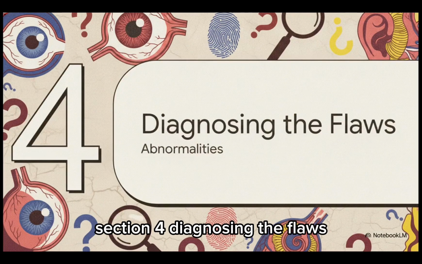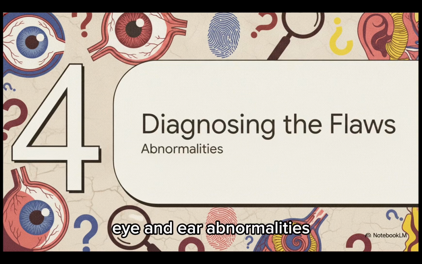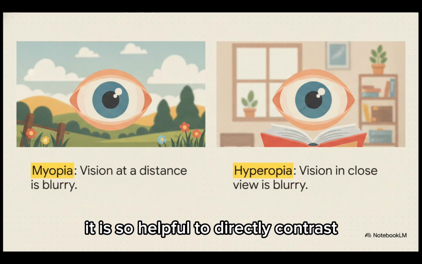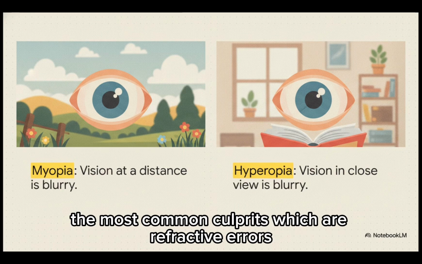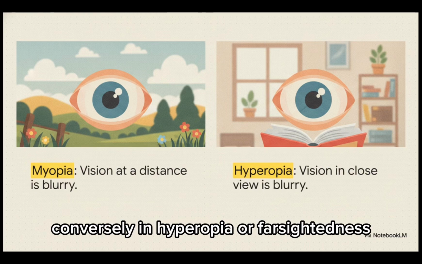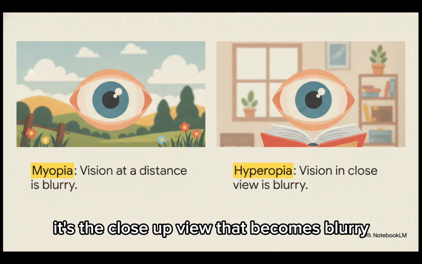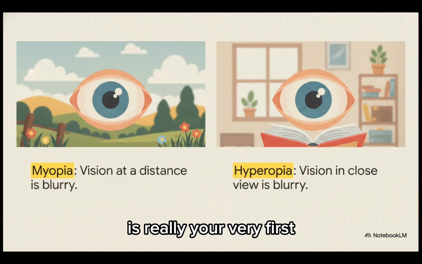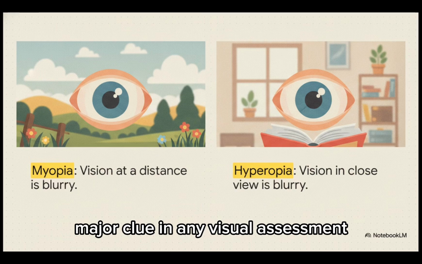Section 4. Diagnosing the flaws. Eye and ear abnormalities. First, let's look at decreased visual acuity. It is so helpful to directly contrast the most common culprits, which are refractive errors. In myopia or nearsightedness, the patient's vision at a distance is blurry. Conversely, in hyperopia or farsightedness, it's the close-up view that becomes blurry. Identifying which specific distance is impaired is really your very first major clue in any visual assessment.